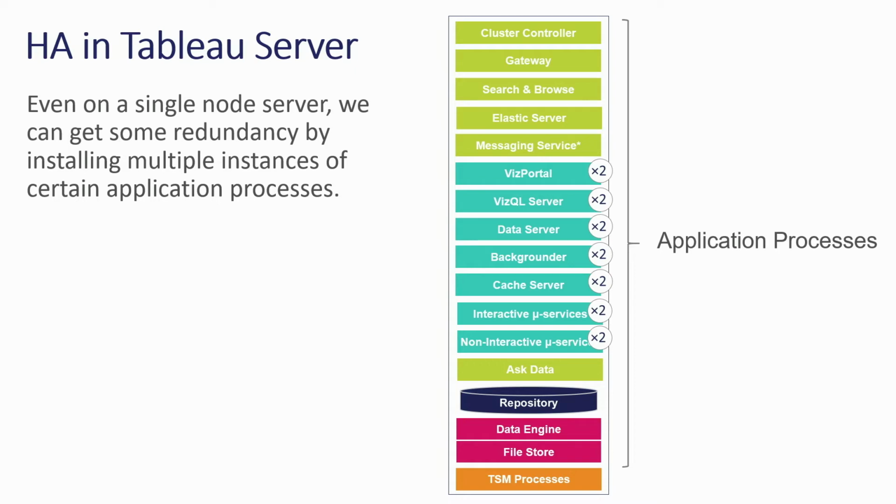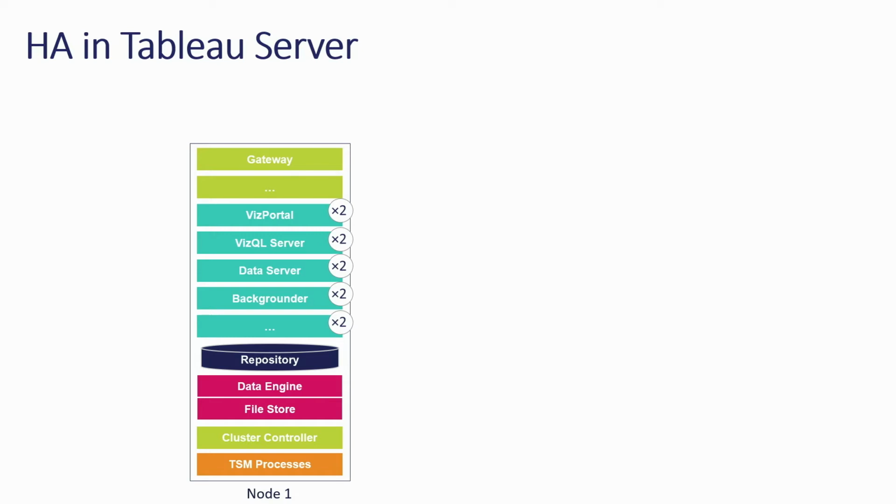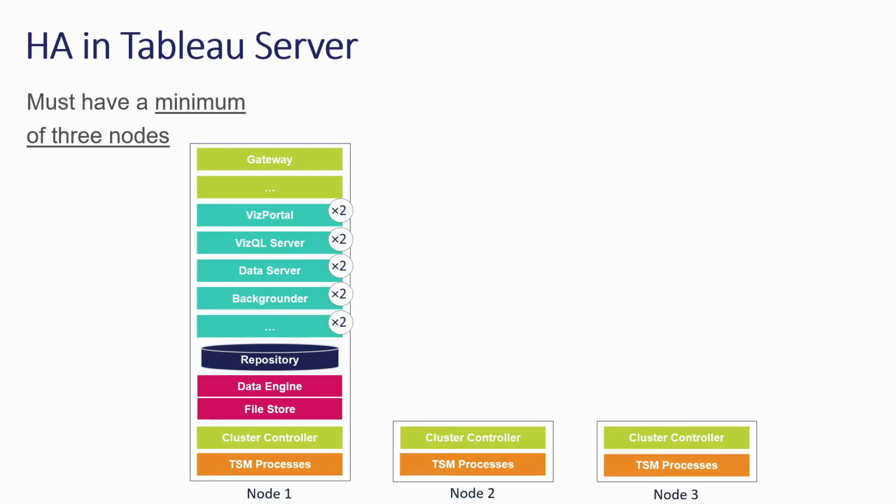So let's take a look at that now. Here's our node 1, and here are all the services. We've collapsed it just a little bit more. Now let's go ahead and add some more machines to our cluster. We can do this by running the installer on our other machines and using TSM to add them to our cluster. You can see that there's a couple of processes that they have on them right out of the box: a couple of TSM processes and the cluster controller process. So how do we make the rest of these highly available in our cluster?